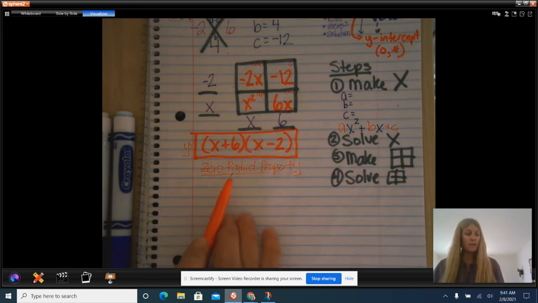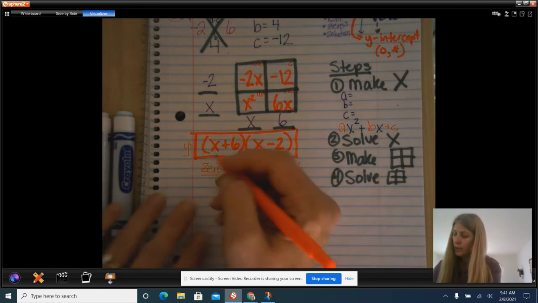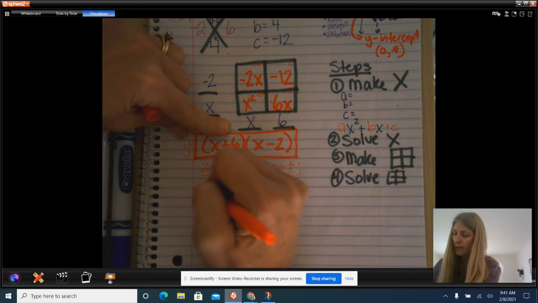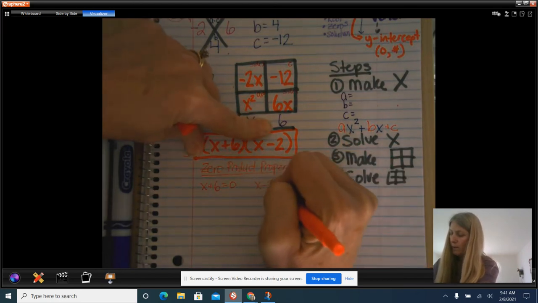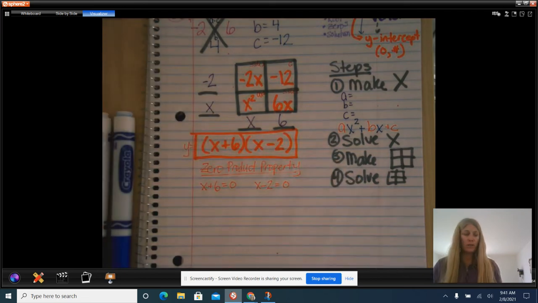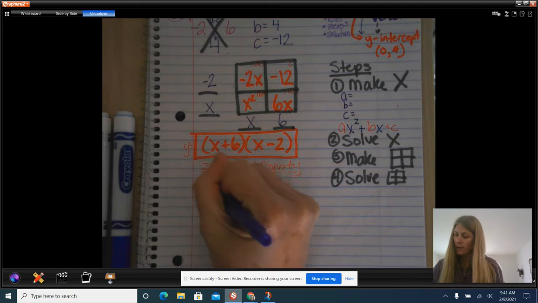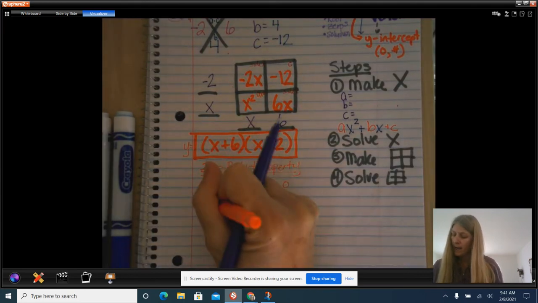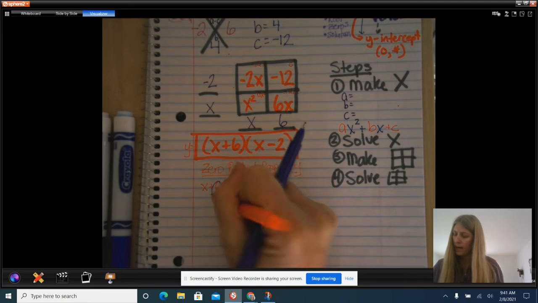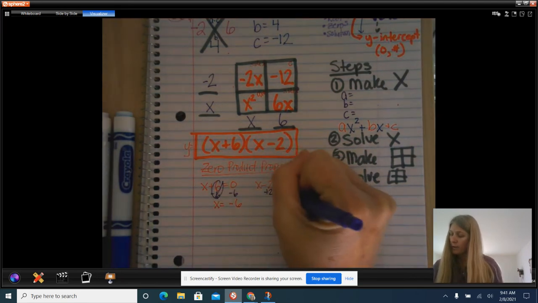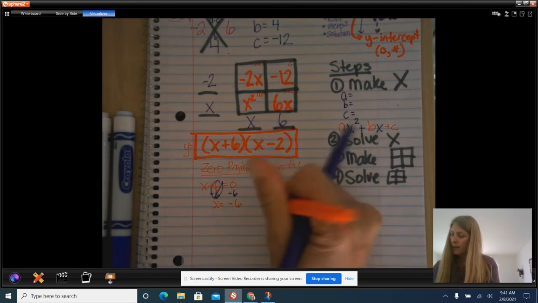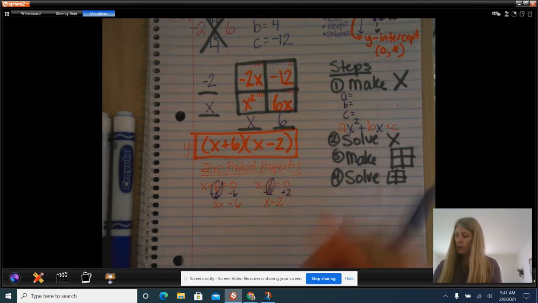So by using this zero product property, all we're going to do is set each set of parentheses equal to 0. And then we're going to solve for x. So we're going to subtract 6 from both sides. And I have my first x is equal to negative 6. And then I'm going to solve for x for my other one. And x is equal to 2.